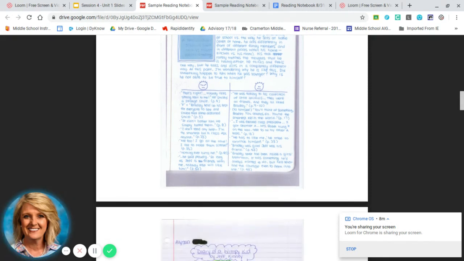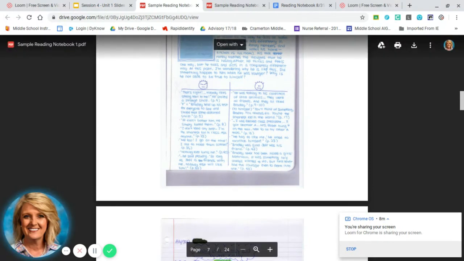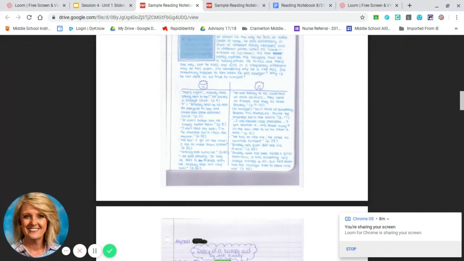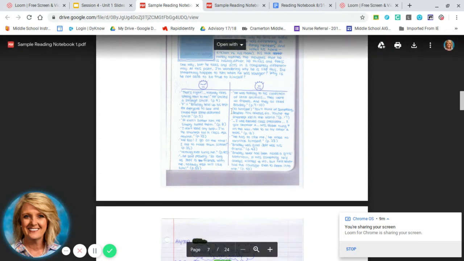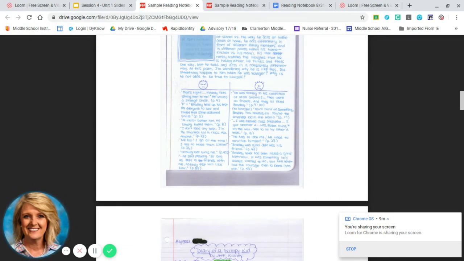And then she makes lists of things that she likes about him and things that she doesn't like about him. And she goes through and she uses textual evidence. She copies information straight from the book. Like, "That's right. Nobody likes sitting next to me." He smiled, a strange smile. This was said on page 4. So, he's evil here and thinking that he's glad nobody wants to sit by him.